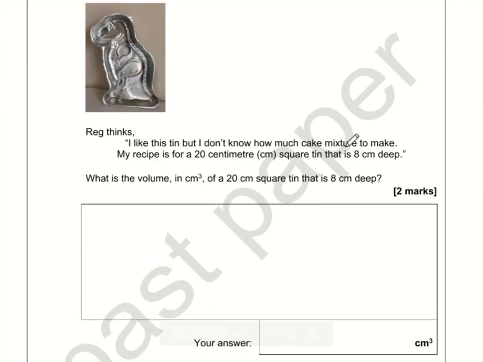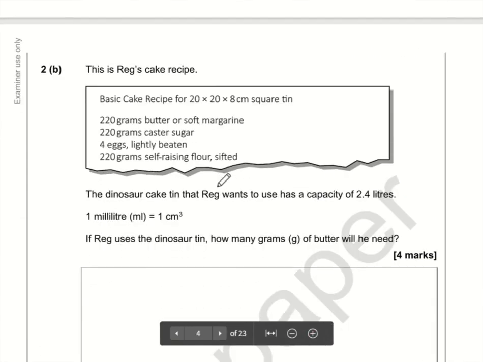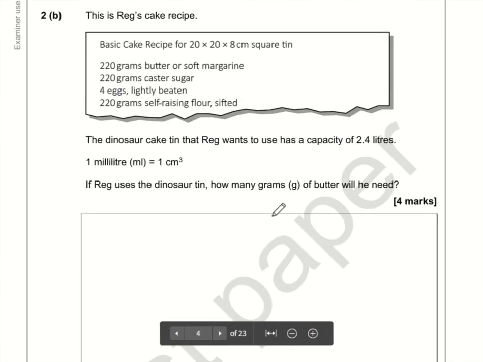So what we've got here is we want to work out the volume of a 20 centimetre square tin that is 8 centimetres deep. So the tin, if we're looking at it from above, will be 20 by 20, but also 8 centimetres deep. So the volume is going to be 20 times 20 times 8, and that comes to 3,200 cubic centimetres. Okay, part B. This is quite a challenging question.